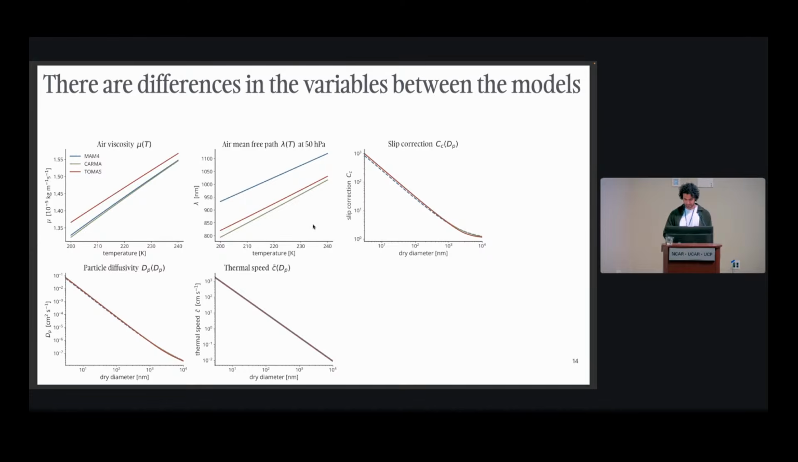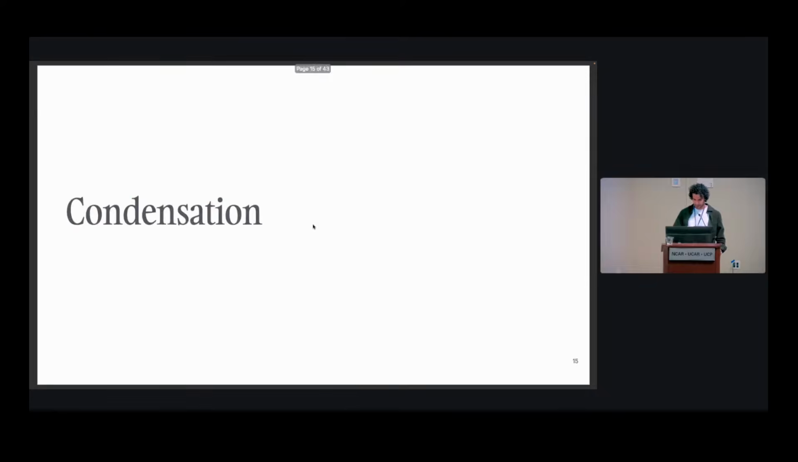I got some comments from my group that I shouldn't have the dashed line. The reason I have the dashed line is because MAM, for the slip correction factor, only used a single value to transition. So that's why there are dashed lines and it's not consistent. But in the overall picture, these values are not consistent between the models. That's why you get different results. Now condensation.